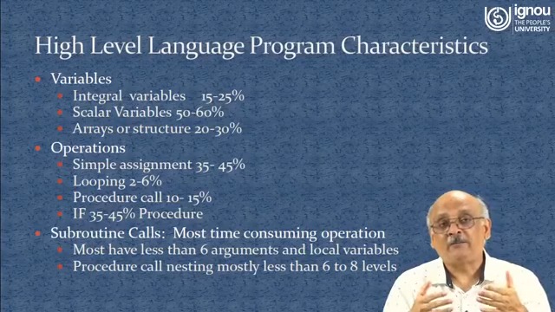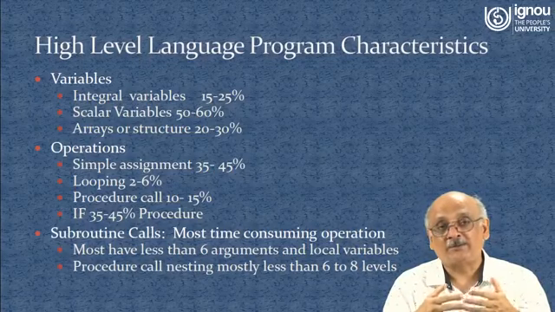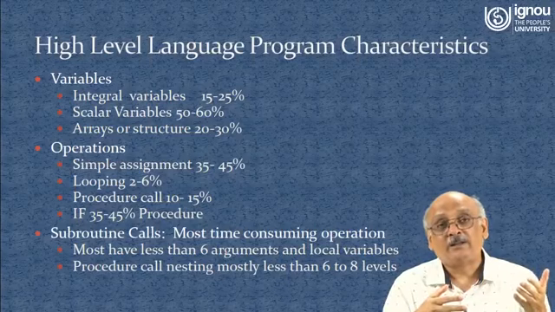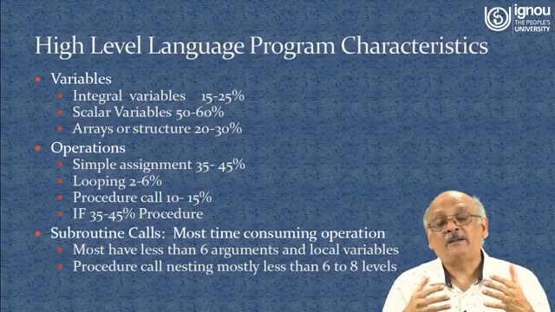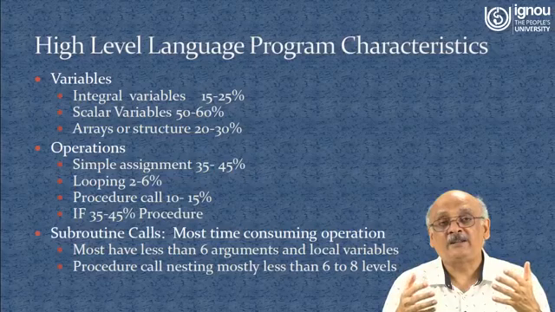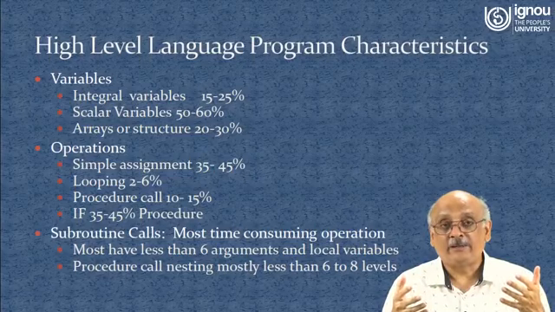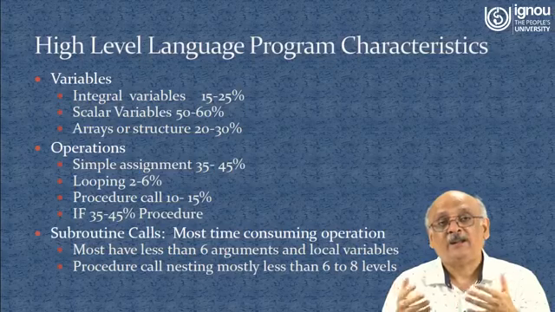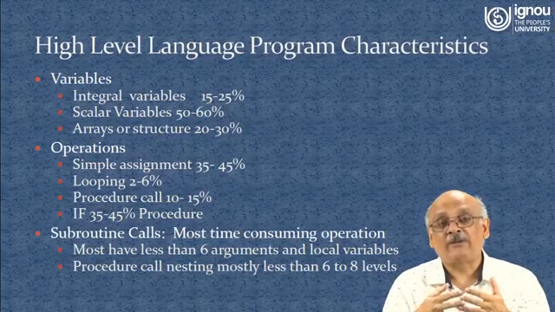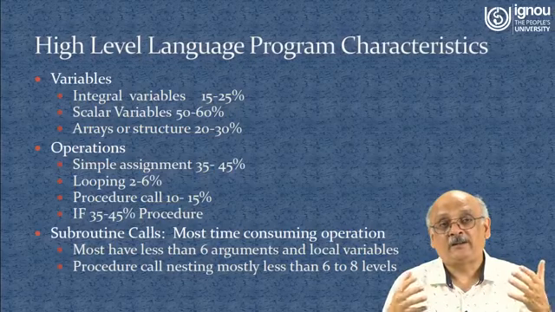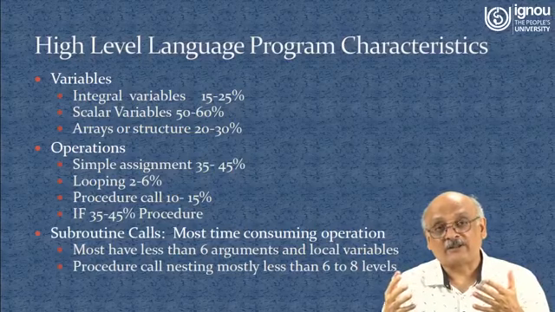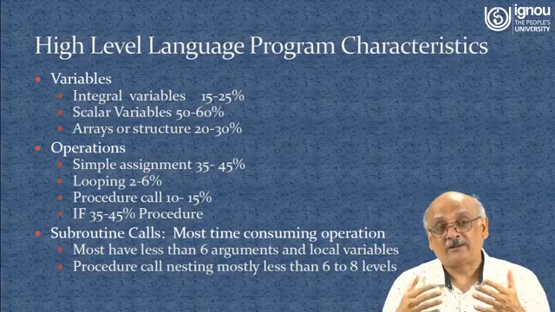When it was studied, there were many researchers who studied this particular concept, Tenenbaum being one of those, and Berkeley University was another where this study was made. What they found was that most of the variables can be categorized into three different types: integral variables, which occur 15 to 25% of the time, scalar variables, which occur 15 to 60% of the time, and arrays or structures, which occur only 20 to 30%. So arrays and structures, which are very complex in nature, were not utilized for more than 20 or 30% of the time. That was a major clinching point.